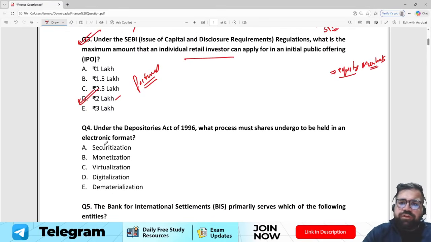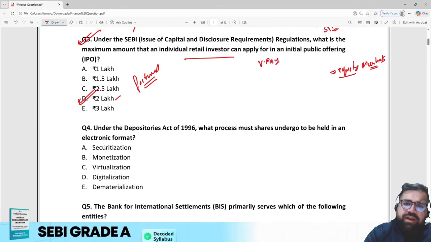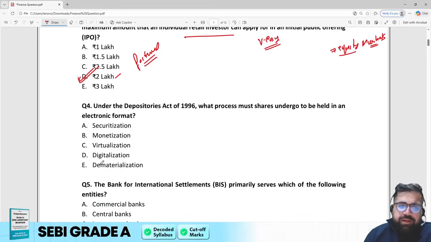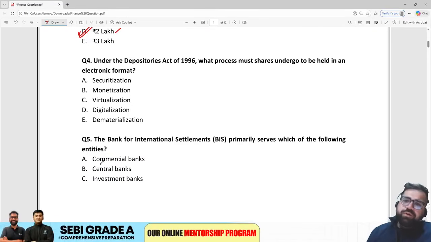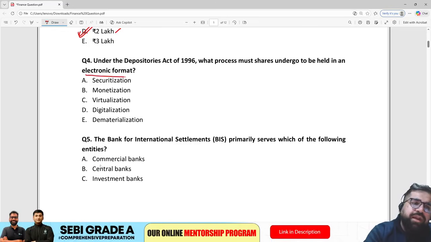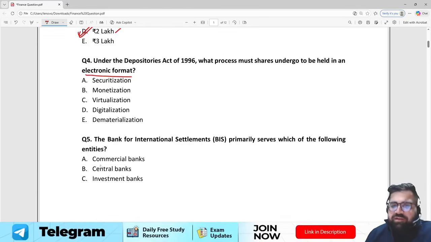Again, this question is also very easy. So I didn't find any tough question till now. Next, question number 4. Under Depositories Act of 1996, what process shares undergo to be held in an electronic format? So now you have to tell me, under Depositories Act of 1996, what process must the shares undergo to be held in an electronic format?